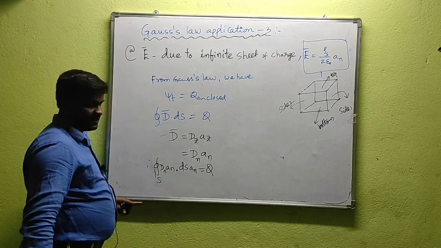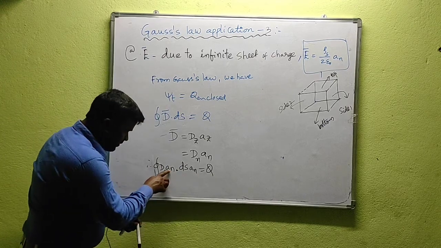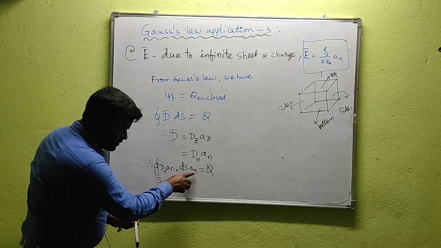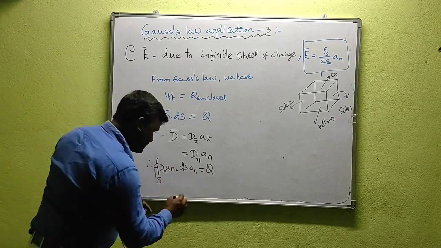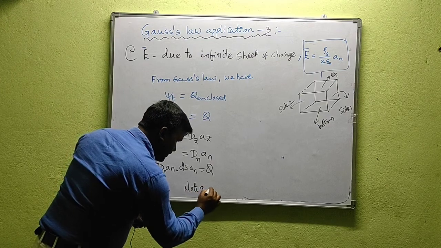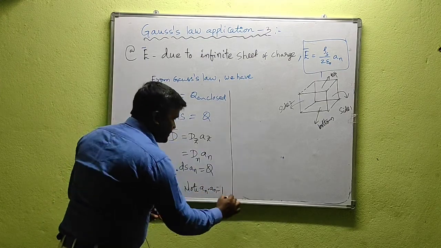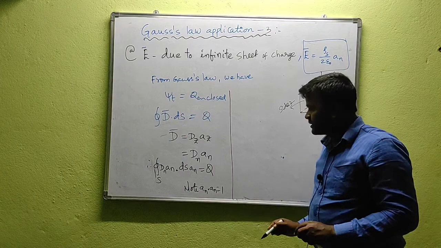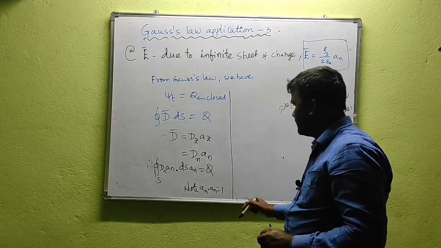an dot an is what? Suppose if it is az, if it is dz, az, here also az. Clear na? an dot an is 1, an dot an is 1. Now simplify this, we can simplify this one, that is what?